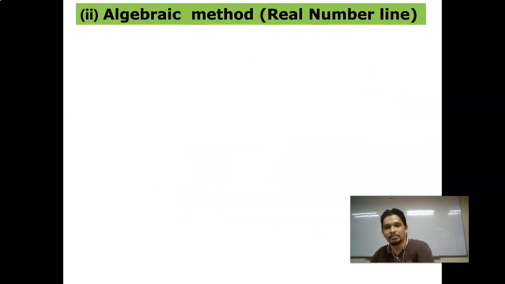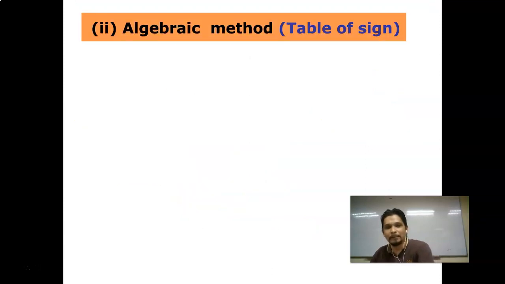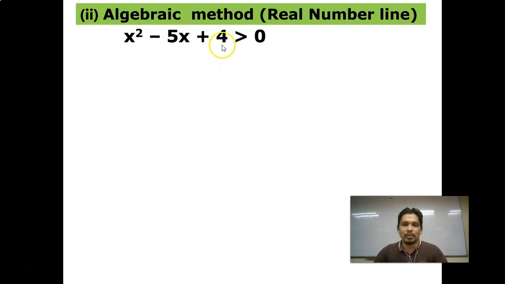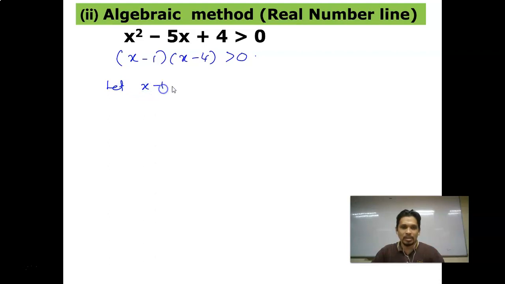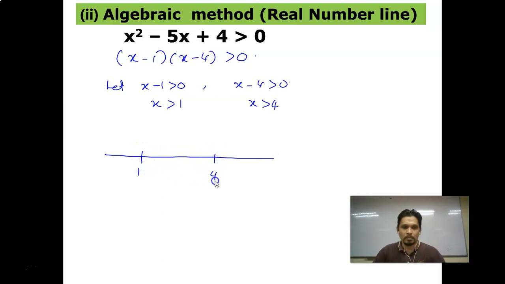Okay, next method, real number line. We are going to use the calculation that we made just now. Okay, (x minus 1)(x minus 4) greater than 0. So from here, let x minus 1 greater than 0 and x minus 4 greater than 0, then x greater than 1 and x greater than 4. Greater than and greater than.